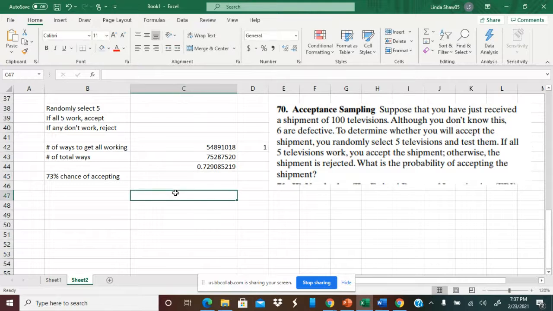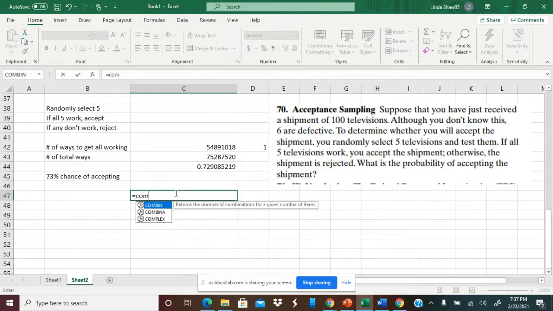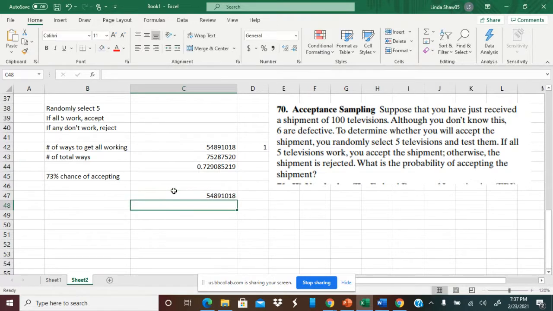Okay, sure. What Linda's going to do is, first of all, type an equal sign. You always type an equal sign when you have an Excel formula. It will start showing it, but this is the combination formula, and it tells you what to put in. So this is going to be parentheses, and let's just do the numerator. This is going to be 94, comma, 5. That means 94 choose 5, and then she closes the parentheses, and she hits enter or the check mark, and she has that number. Emily, did that answer your question?